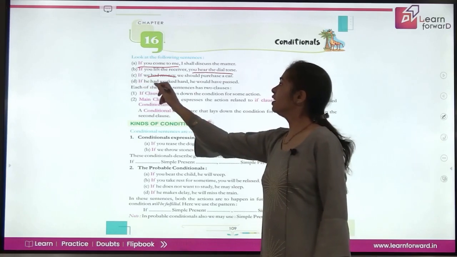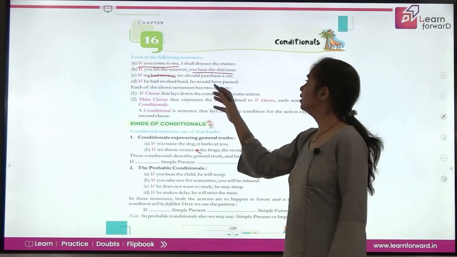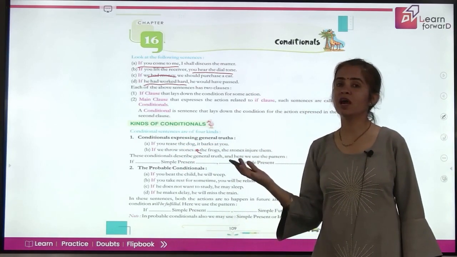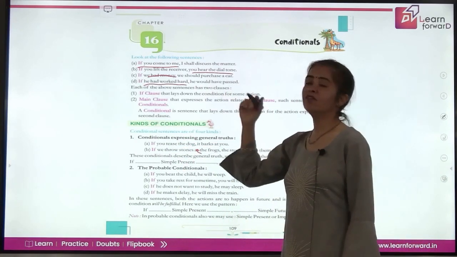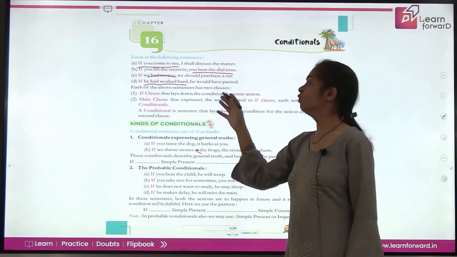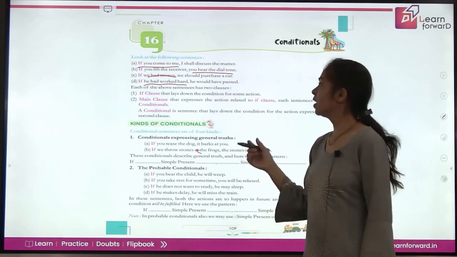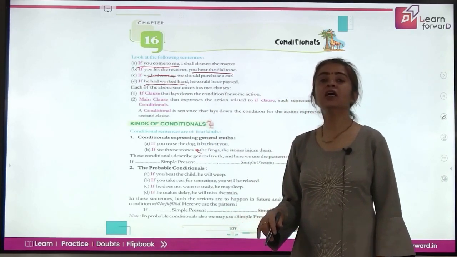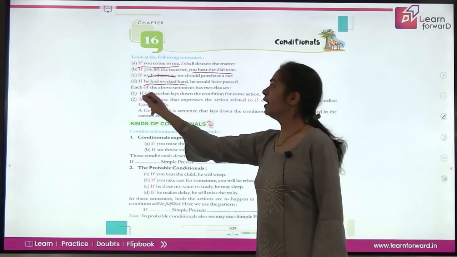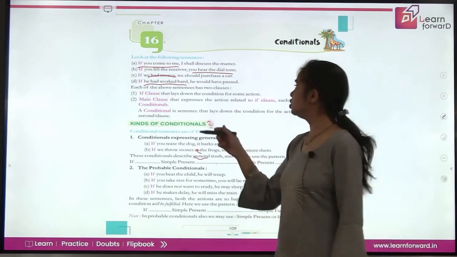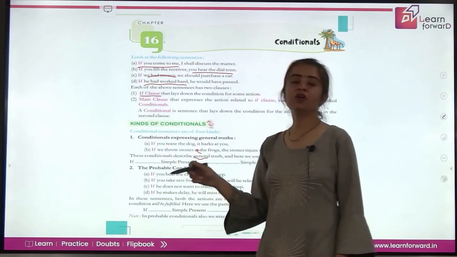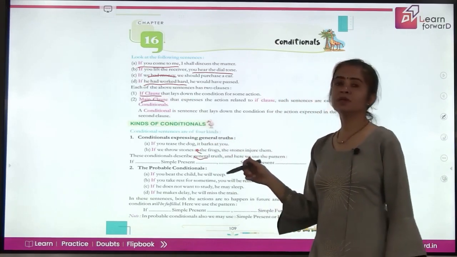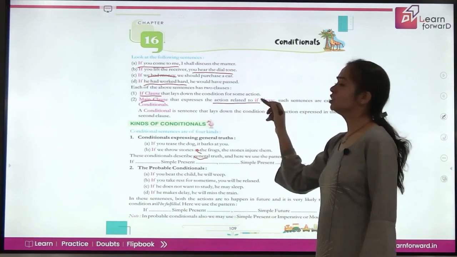Next is, if he had worked hard, he would have passed. So again a condition of working hard. If he had worked hard, he would have passed, but he didn't. So all these first parts of the sentences are the if clauses, and they are laying down some condition for the happening of something in the second part of the sentence. So the main clause expresses the action which is related to the if clause.